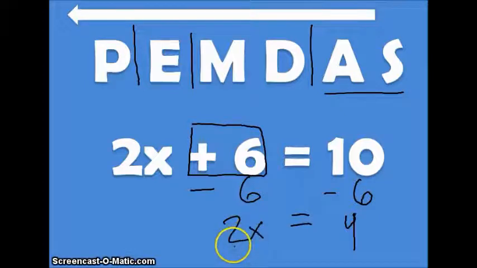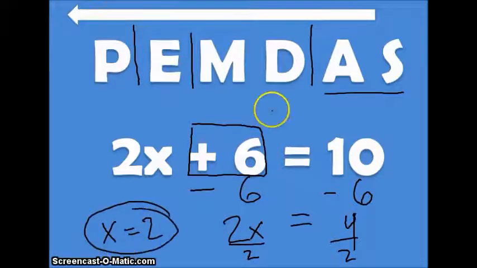We go through and finish solving by just dividing. Now it's just a one-step equation. We solve it out and we get x equals 2 as our final answer. Now just to review, SADMEP is just the reverse of PEMDAS. Okay? It's the reverse order of the order of operations.